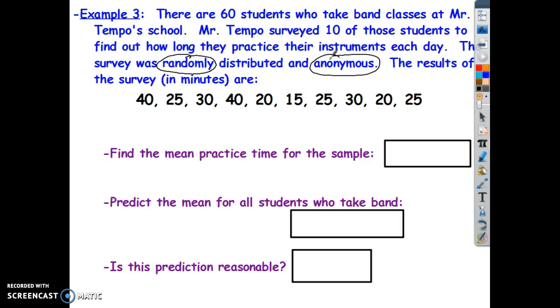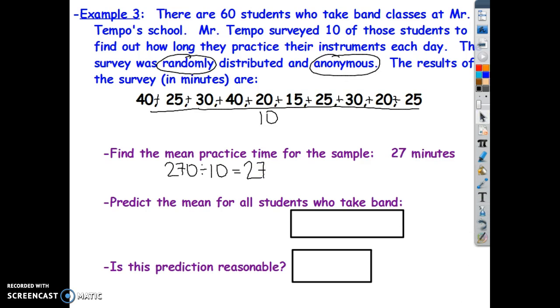So first thing we need to do is find the mean time for the sample. So what we're going to do is add up all of the minutes practiced. So essentially, we're putting plus signs. We're adding all of these up. And because he said we surveyed 10 students, we know we're going to divide this whole amount by 10 to find our mean. So let's find our mean. When we add the total minutes from the sample together, we get 270. We divide this by 10 since we surveyed 10 random anonymous students, and we get that our mean practice time is 27 minutes. We can come over here and check, and we are correct.